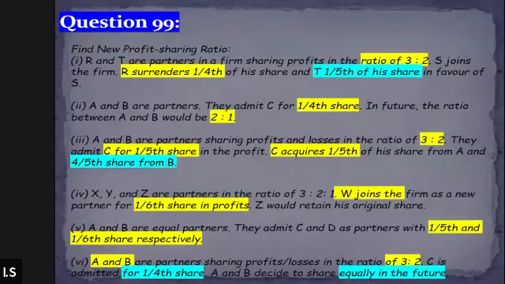So is the new ratio 14:6:5? 14:6:5. Okay, let me just check. Just a minute. I have to check the answer. Zainab, also tell me what is the answer you are getting.